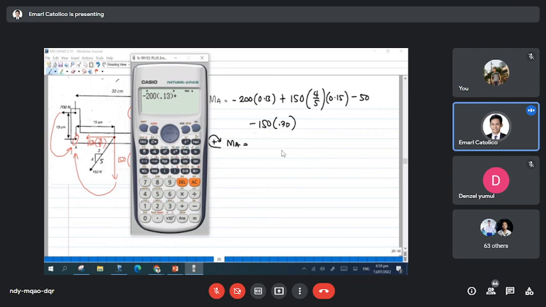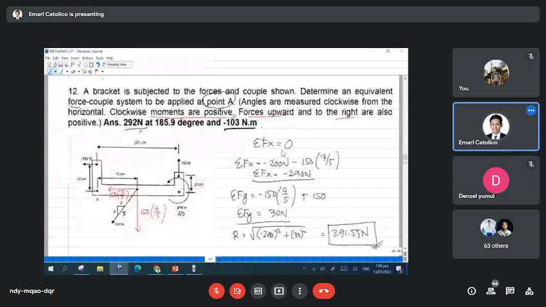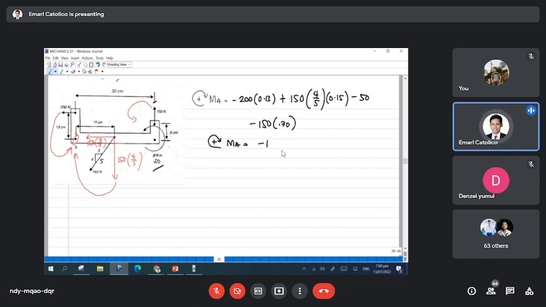Plus 150 4/5 times 0.15 minus 50 minus 150 times 0.30. Yun. So, negative 103. Check natin. Tama. Yan. So, negative 103 Newton meter. Di ba? Basic. So, moment lang.